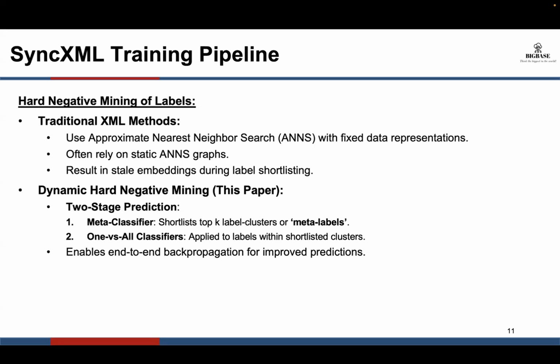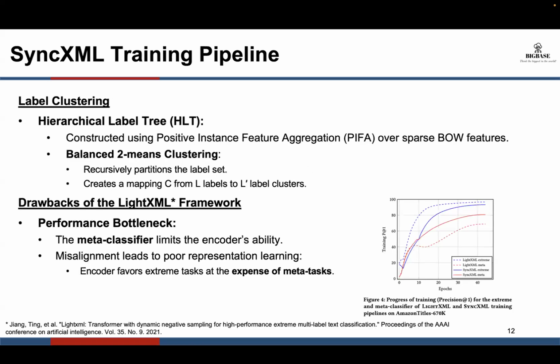The dynamic hard negative mining in this paper makes predictions in two stages. First, it shortlists the top K label clusters, or we can call them meta labels, using a meta classifier. And then in the second step, it applies one-versus-all classifiers to the labels included in the shortlisted clusters to get the final predicted labels and performs backpropagation. For label clustering, they construct a hierarchical label tree. Specifically, they use balanced two-means clustering to recursively partition the label set until we have a mapping C from L labels to L' label clusters.